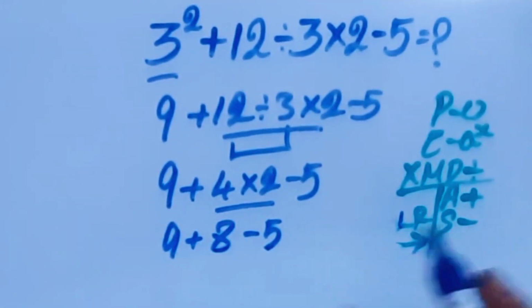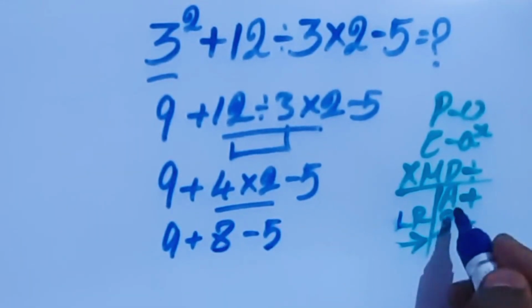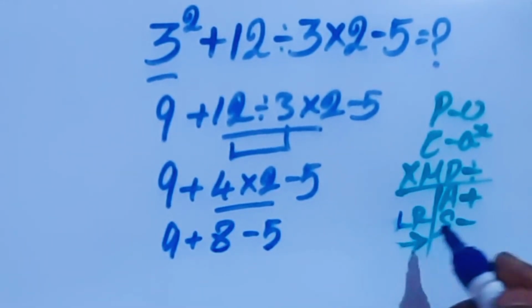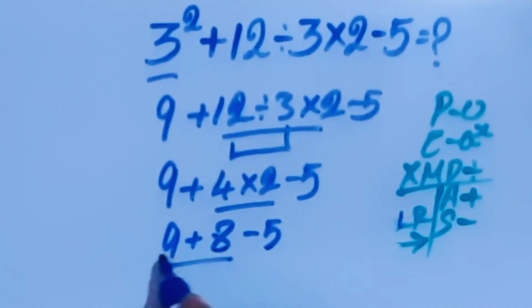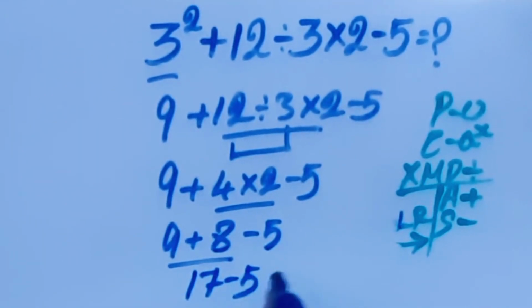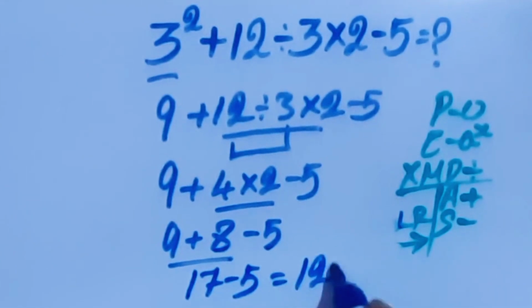Here we have addition and subtraction. Here both are equal priority. For equal priority, we have introduced this left to right. Here left to right is 9 plus 8. 9 plus 8 is 17 minus 5. 17 minus 5 is 12, which is the correct answer.